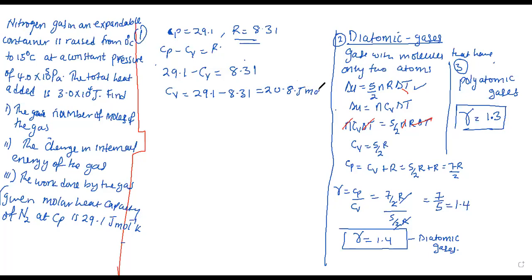Point 8 joules per mole per Kelvin. Then, they gave us the change in temperature, which is 50 minus 0, which is 50 what? Degrees Celsius. Whether it's in Kelvin, it will still be the same change. Now, they have given us the heat supplied, which was 3 times 10 power 4 joules. And the pressure is 4 times 10 power 5 pascals.